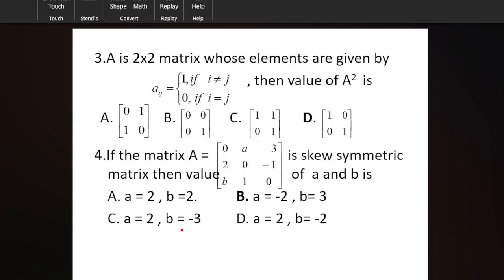A is a 2 by 2 matrix whose elements are given by Aij is 1 if i not equal to j and Aij 0 if i equal to j. Then the value of A squared. So A we can write down. So A will be how much then? First of all, A is a matrix of order 2 by 2. So elements are A11. A11 will be 0. A12 will be 1. Then A21 also 1. A22 0 according to the definition given here.